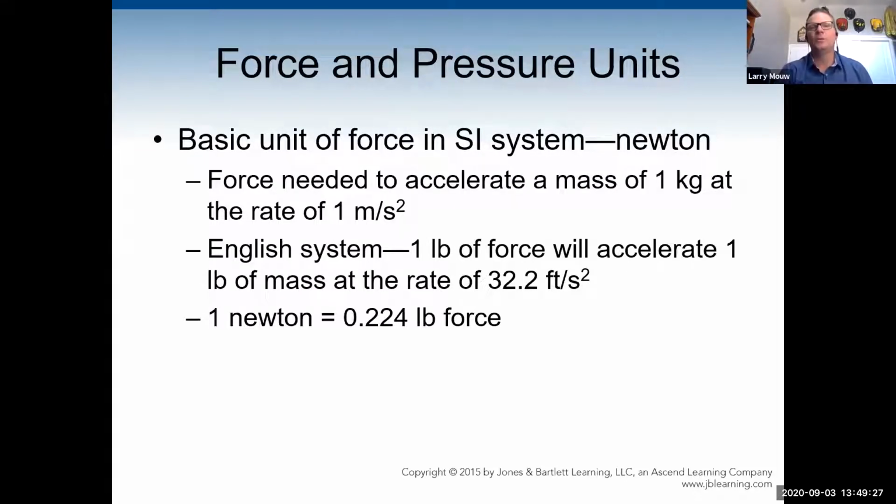As we deal with force, this deals with a lot of movement. Force needs to accelerate a mass of 1 kilogram at the rate of 1 meter per second squared. So the English system would be 1 pound of force will accelerate 1 pound of mass at the rate of 32.2 feet per second squared. So this is force. This is dealing with movement.